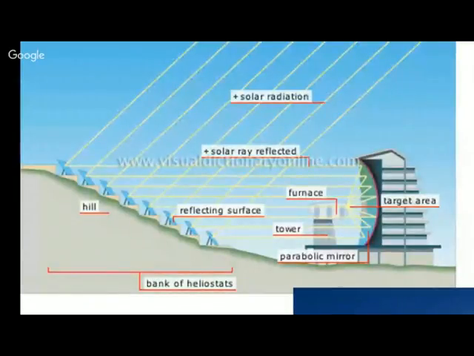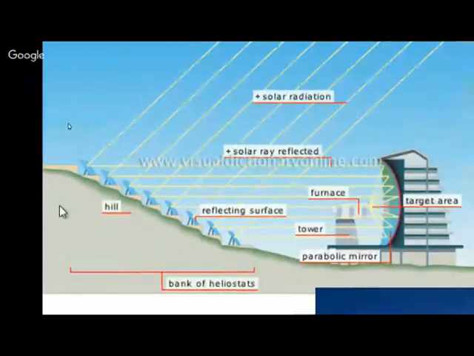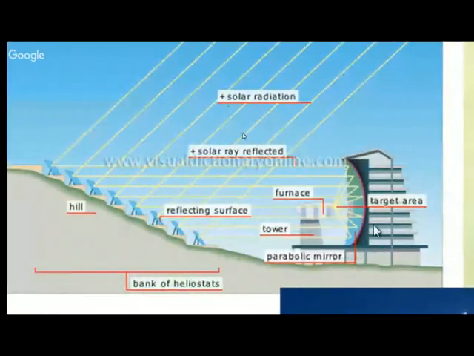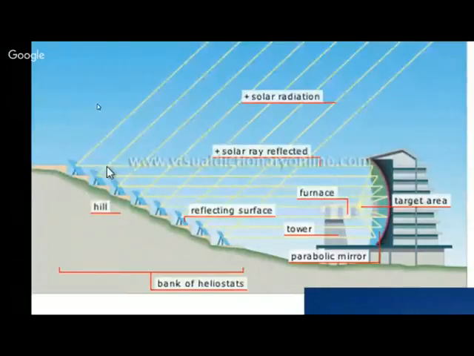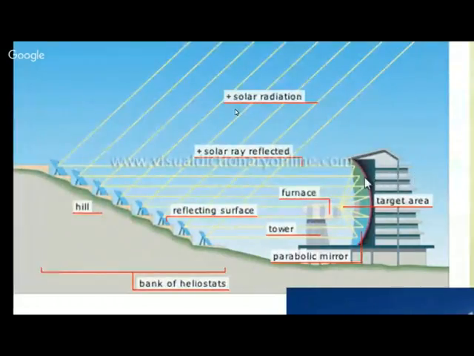This solar furnace has a number of heliostats. These are the mirrors which are kept here. The solar light falls on them and gets reflected onto a concave surface. This is a parabolic mirror, which is concave in nature. When the solar radiation gets reflected and falls on it, it is targeted on a particular area. This is the targeted area, which is the furnace.